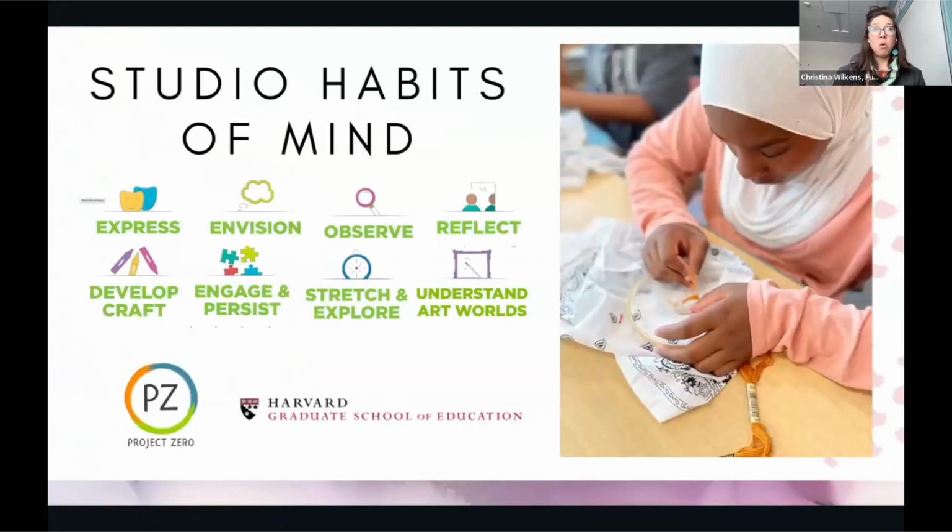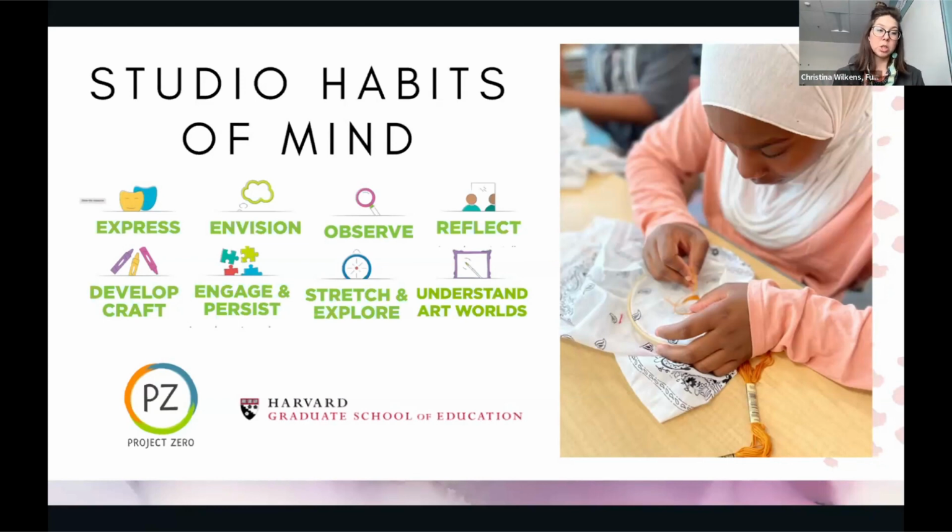Now, when you open up that idea of choice, it is actually highly structured. When you allow students to make their own artistic decisions, what you're really doing is thinking about how artists think, how artists create. The studio habits of mind may be familiar or may be new to you, but they are 8 ways that artists think and act as they create.